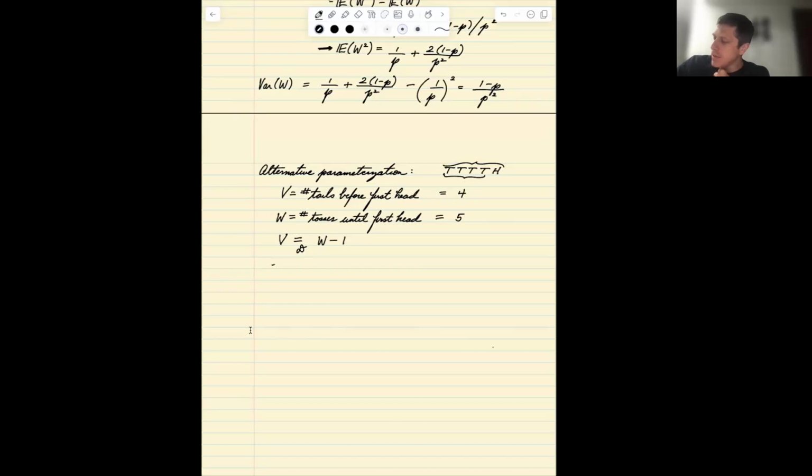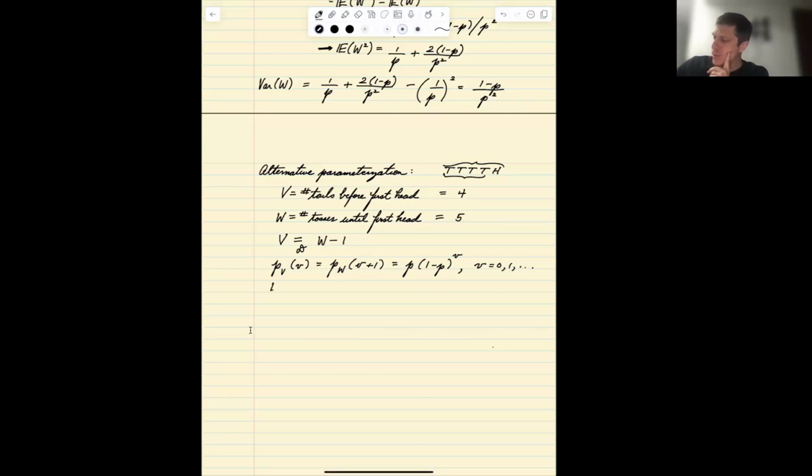So if I wanted to get the mass function of V, I realize V is actually W minus 1. So W is V plus 1. So I can just use what I know already about the mass function of W, and instead of p times (1 minus p) to the k minus 1, I'm just going to have, in this case, p times (1 minus p) to the v. And in this case, v can be any integer, including zero, not starting at one, because when we are only counting tails, if the first toss is a head, then there's no tails. So zero is a possibility.